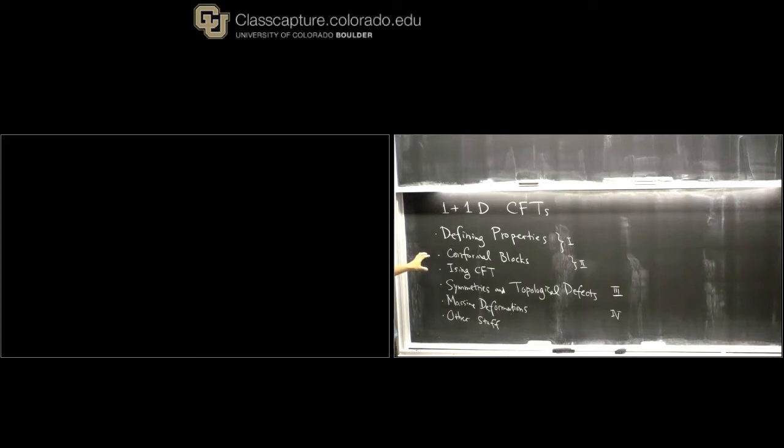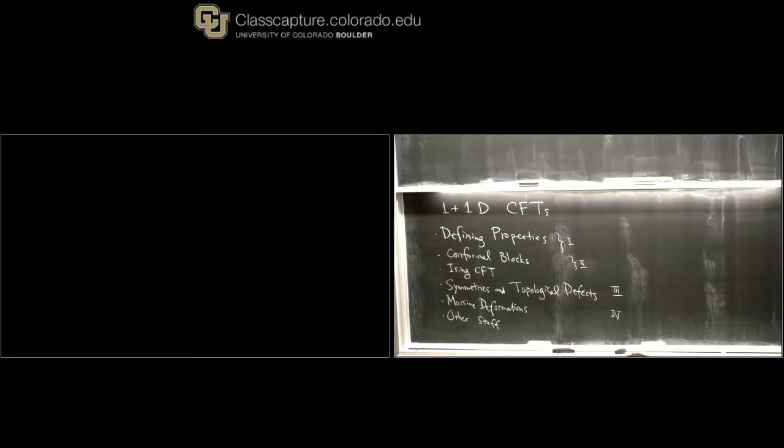Then I'll finish that discussion in the next lecture, and I'll illustrate all of this in the very explicit example of the 2D Ising CFT, which is the simplest non-trivial unitary conformal field theory. Then I'll discuss in the third lecture, which will be next week, symmetries and their generalizations, namely topological defects in the context of 2D CFTs, again illustrated with the example of the 2D Ising CFT.